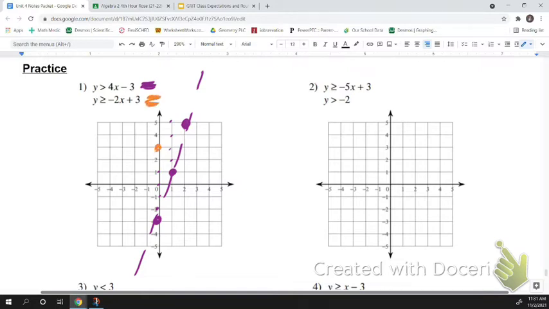We're going to start at 3. We're going to go down 1, 2, right 1. 1, 2, right 1. Is this a solid or dashed line?